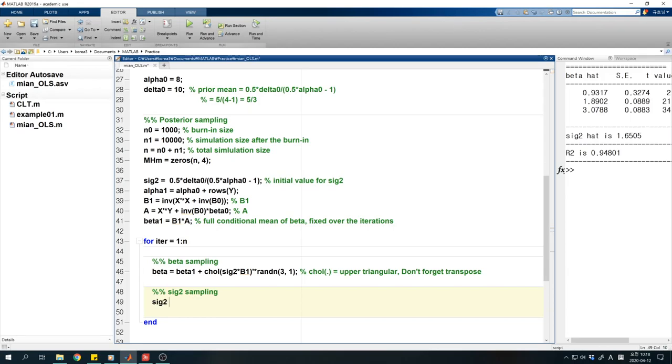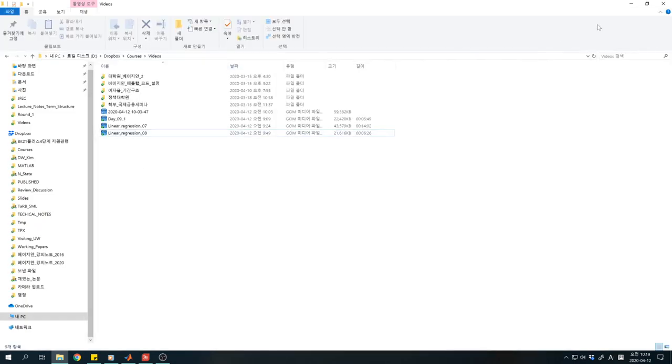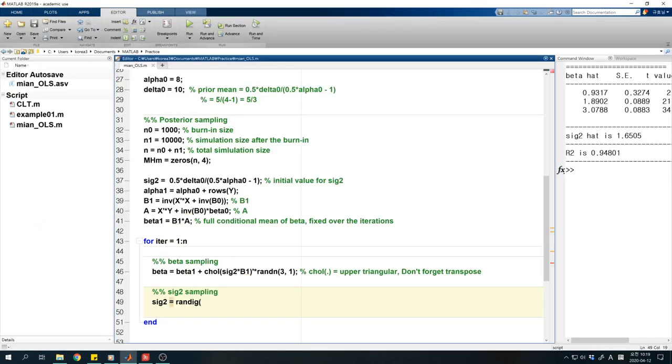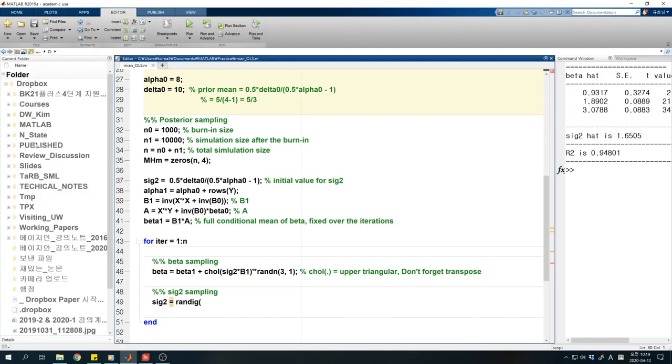Then, what about sigma square? Sigma square is generated from the inverse gamma distribution. Inverse gamma distribution, and then this is rand ig. But rand ig is not a built-in function in MATLAB. So I have created my own. Where is my own inverse gamma function? It must be in my library. Where is it? MATLAB.